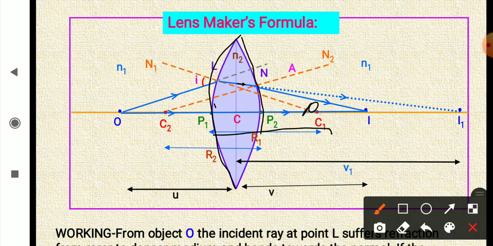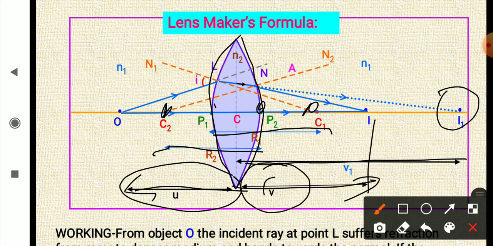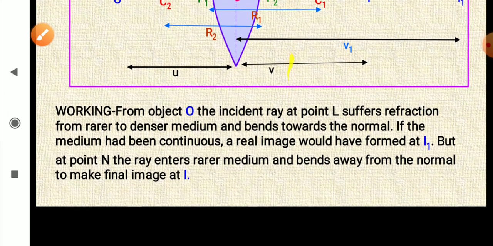For the second refracting surface, pole is P2, center of curvature is C2. So the radius of curvature is R2 and the object distance is U here. For the first refraction, the image distance is V1 because this is the image. For the second refraction, the final image is formed at I. So the distance of the final image is shown with V, and we have taken the distances from the center. We assume that the lens is very, very thin. So we are talking about thin lenses only. So let us look at the working now.